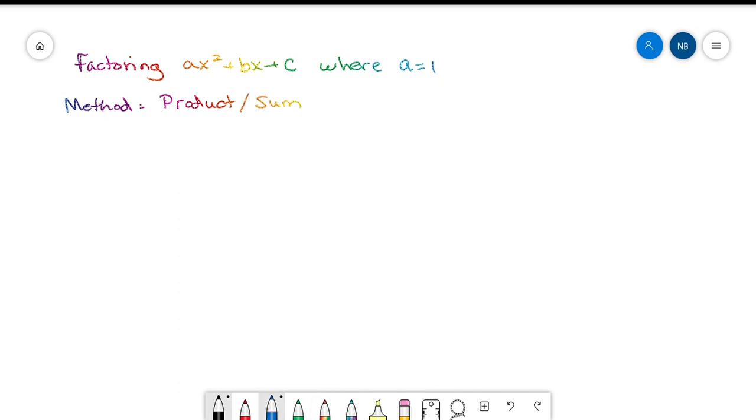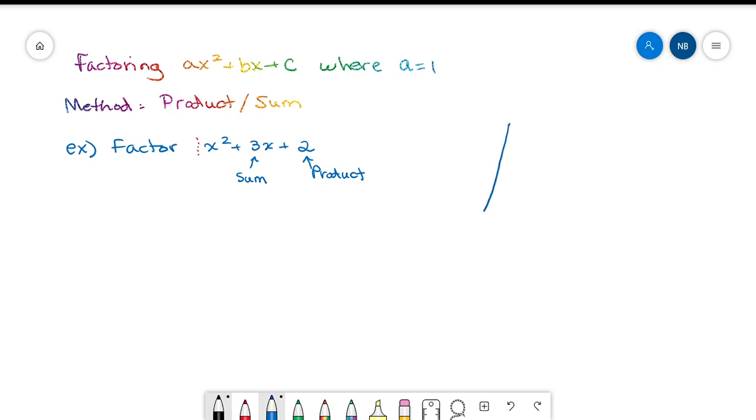For our first example, we'll factor the quadratic x squared plus 3x plus 2. We need two numbers whose product is positive 2 and whose sum is positive 3. So the number on the end is the product and the number in the middle is the sum. Please remember that what we are doing applies only when a, the coefficient on x squared, is equal to 1.